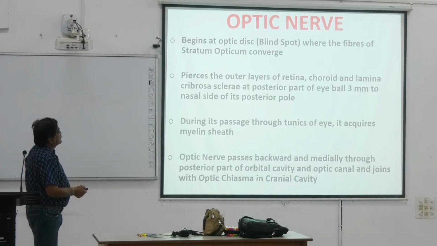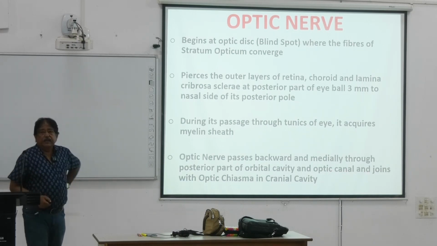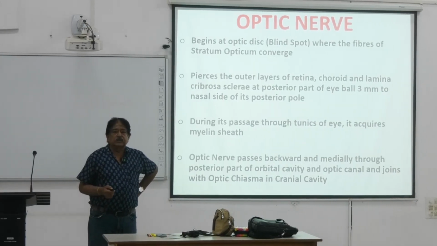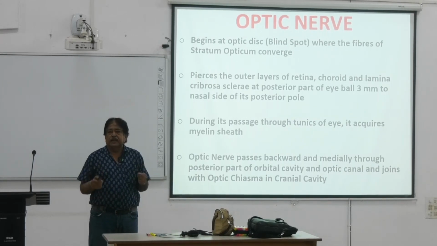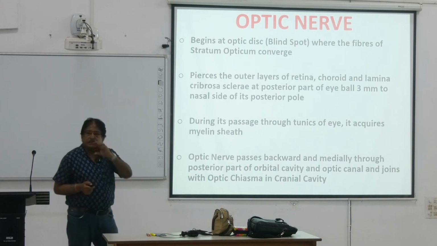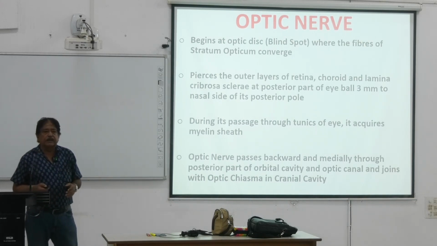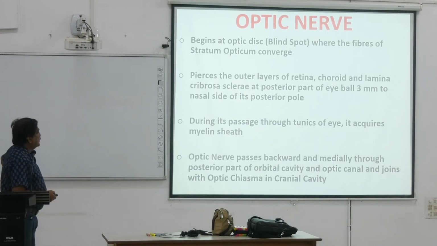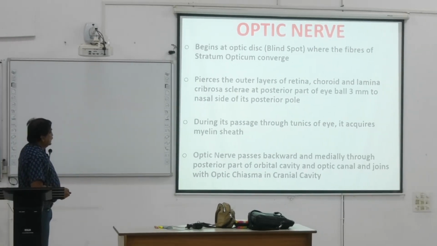During its passage through the tunics of the eye, it acquires a myelin sheath. This is important. The optic nerve passes backwards and medially through the posterior part of the orbital cavity and optic canal and joins with the optic chiasma in the cranial cavity. When I told you about the sphenoid, I showed you the picture of the horseman or jockey on the saddle. Try to recollect that.